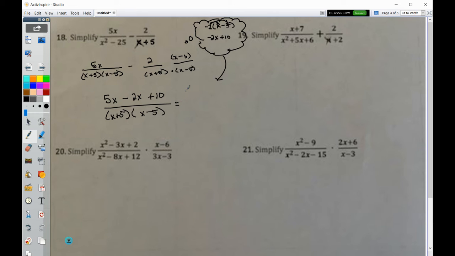So let's do that. 5x minus 2x is 3x plus 10, all over x plus 5, x minus 5. And I'm pretty sure that's all you can do with this question. Hopefully that helps. If you have any other questions, let me know. I'll do a couple more of these in just a moment.